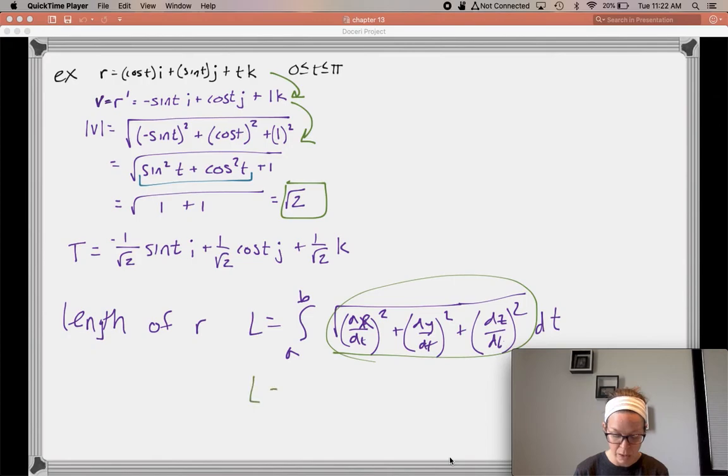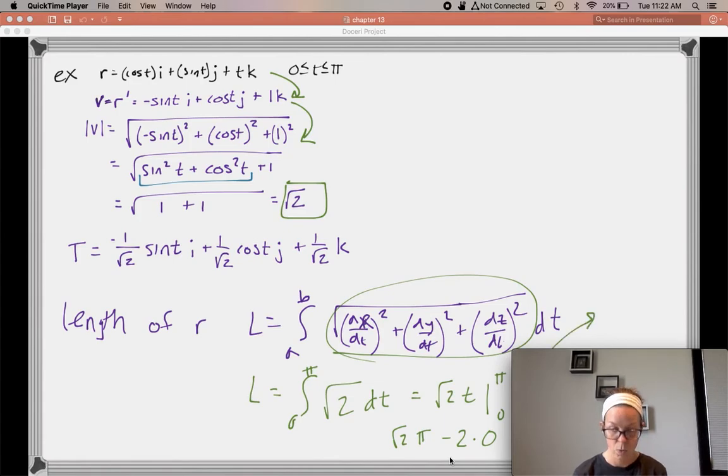So then to find the length of the position, we're going to go from 0 to pi. We already know that's square root of 2 dt. So now we just need to integrate a square root of 2. Well, when you integrate a constant, it just brings the variable into it. So we got the t there from 0 to pi. So square root of 2 times pi minus square root of 2 times 0. We just get square root of 2 pi. That's the length of the position vector on the interval from 0 to pi.